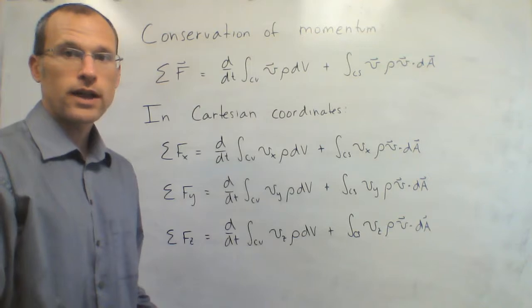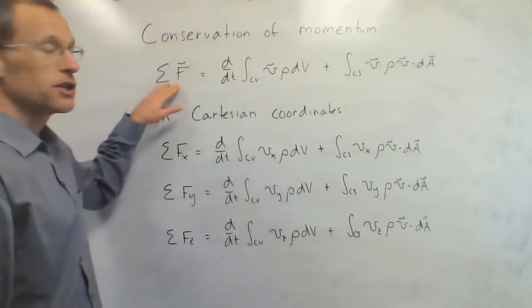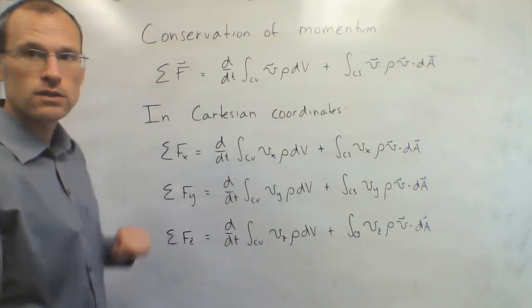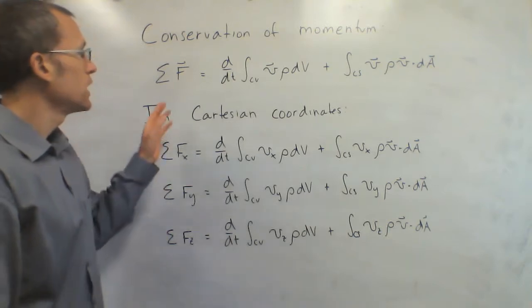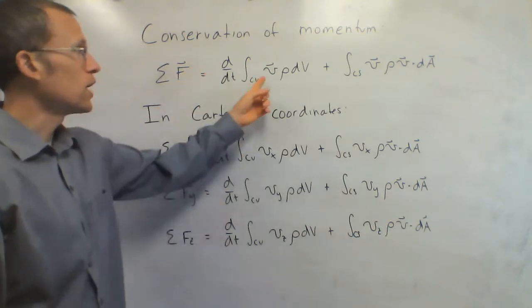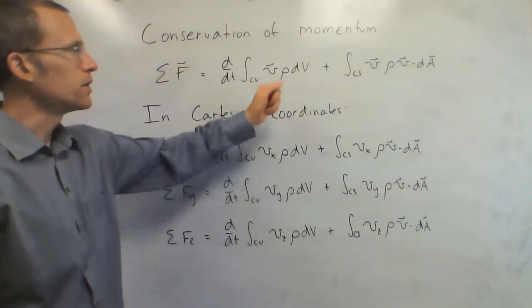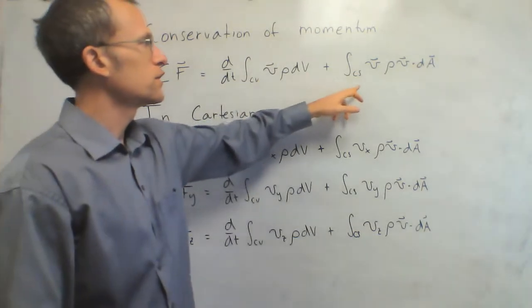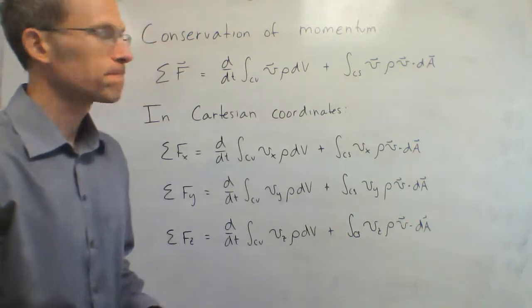So what we get plugging all that in is sum of forces. So this is my change in momentum over change of time, which by Newton's second law is sum of forces, equal to d by dt, integral over control volume of velocity, with my little b, rho dV, plus integral over control surface, velocity, rho, b dotted with dA.